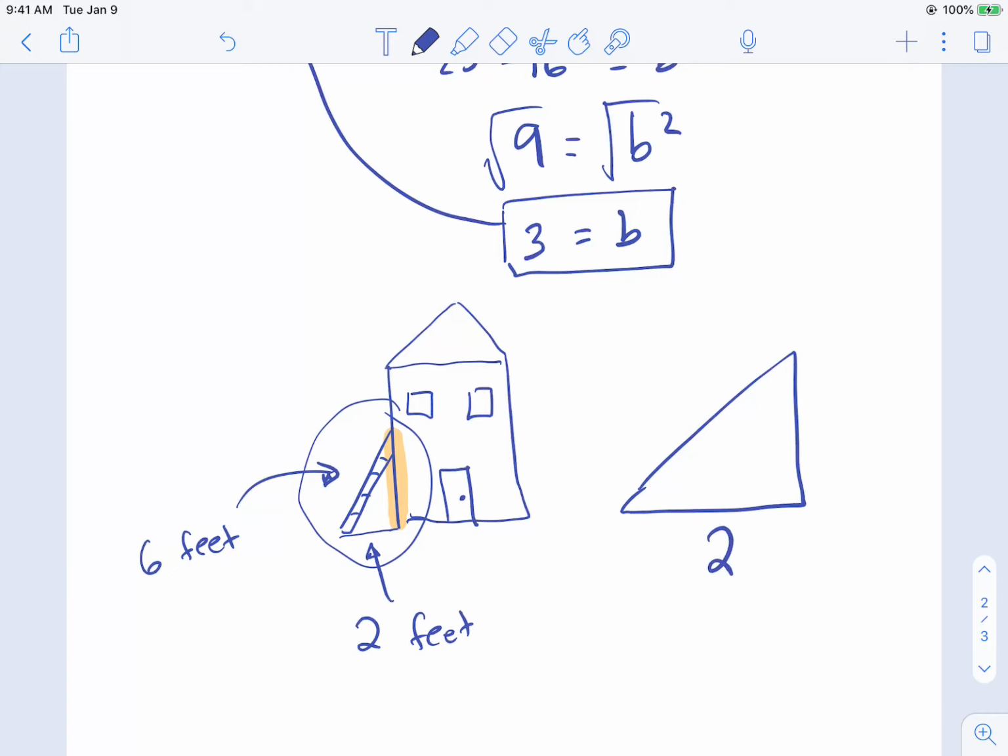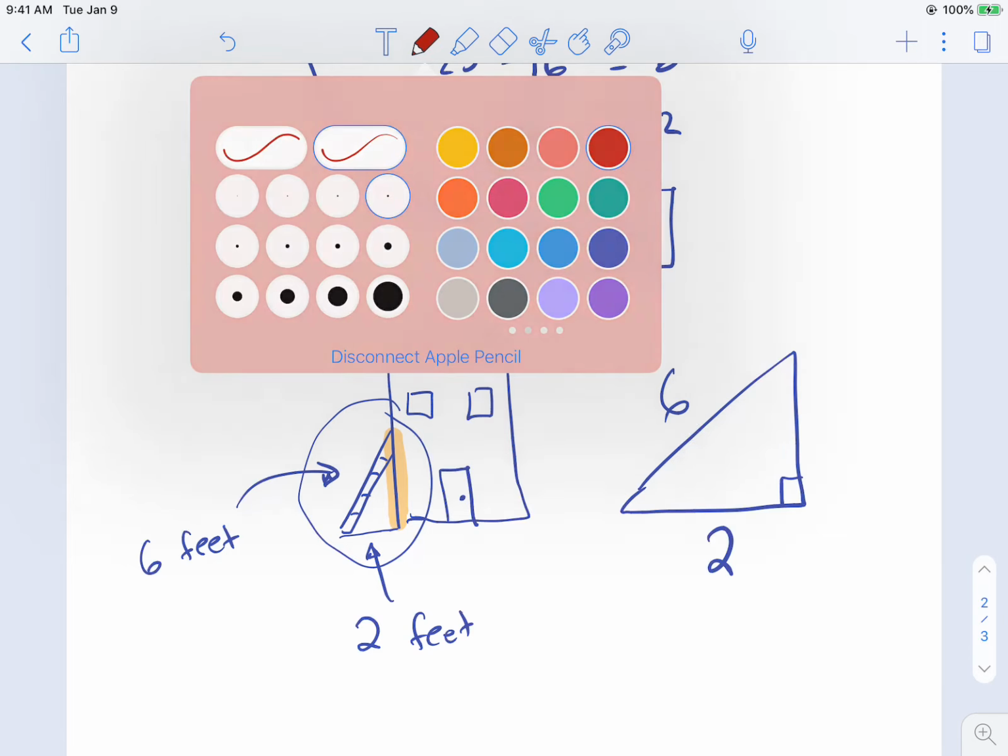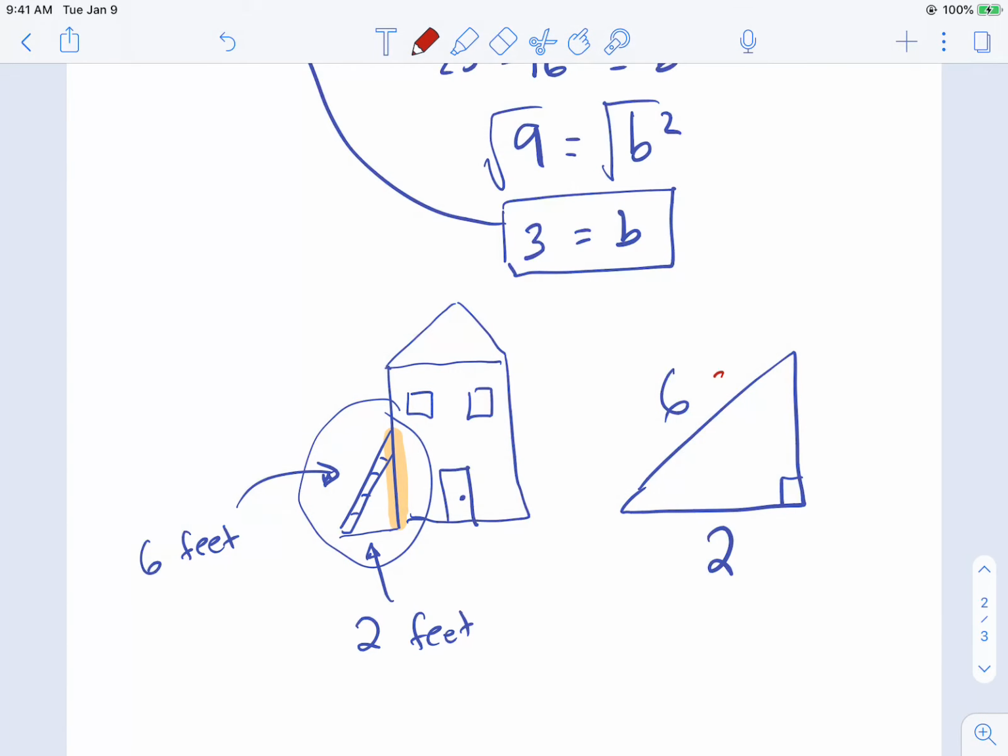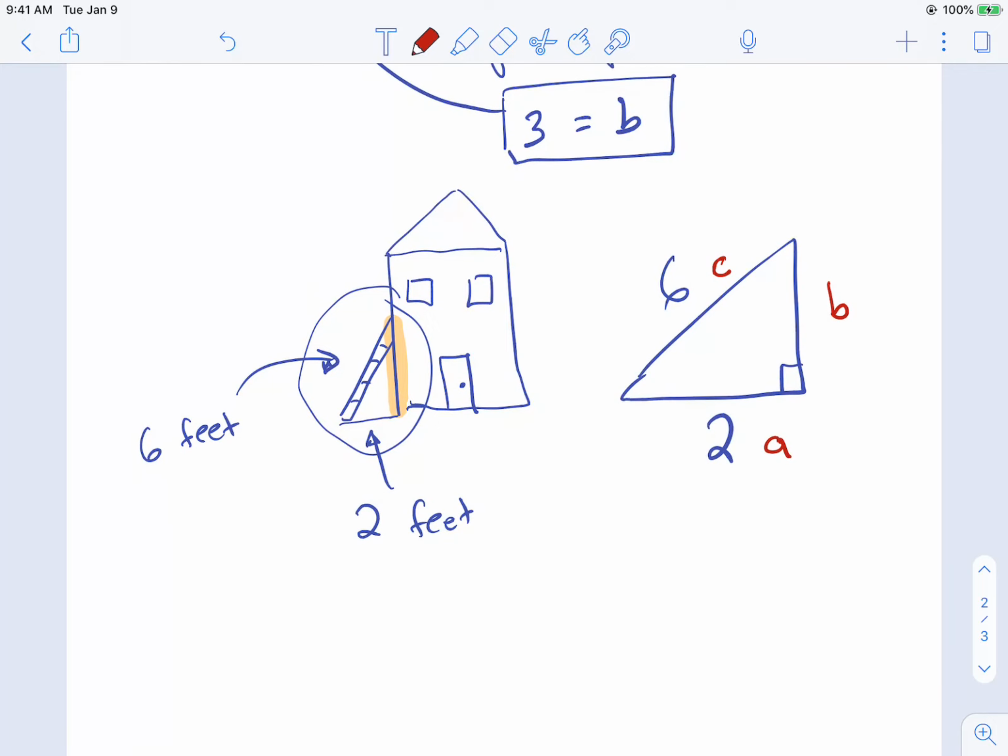So here's that triangle zoomed in. We know that this was 2 feet. We know that this is 6 feet. We know that this is our right angle because it makes that angle with the house. So now this is something we're a lot more familiar with. So we know that 6 is our hypotenuse. That's going to be our C value. 2 we can just say is our A, and then our unknown, we don't know what it is, so we'll just make it B. And now we can go ahead and use the formula that we're used to.